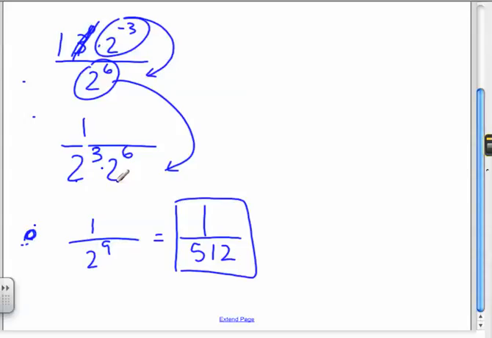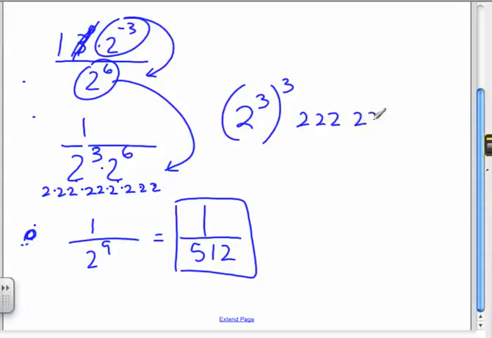When these two bases are right next to each other, they're just being multiplied. I just add their exponents because this is 3 2's and then this is 6 2's all being multiplied together. Well, that's just 2 to the 9th, right? But if I have 2 cubed, that means 2 times 2 times 2 times 2 times 2 times 2. This is 2 cubed times 2 cubed times 2 cubed, so I'm going to multiply those exponents. It's 2 cubed cubed. All right. Good job. Let's look at the next example.